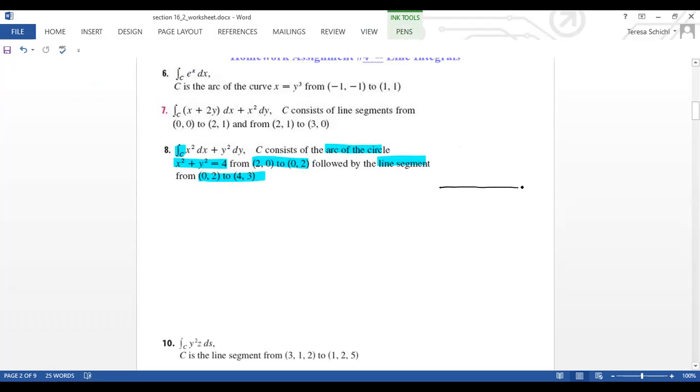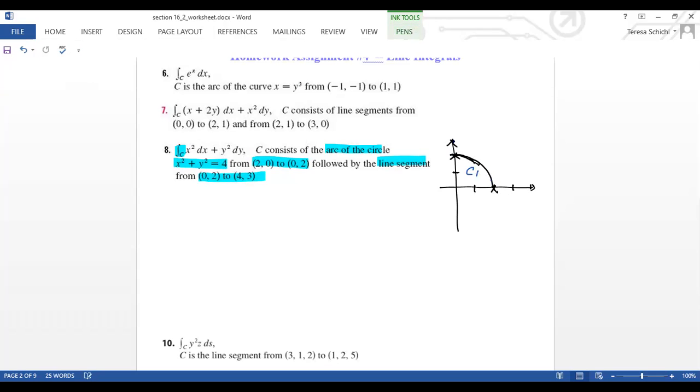So let's try to take a look. What does this C look like? Okay. So the circle has radius 2, right? So this is 1, 2, 3, 4, 1, 2. x squared plus y squared equals 4, from (2, 0) to (0, 2). So that means this is my curve, right? From (2, 0) to (0, 2) here. I can call this C1, right?